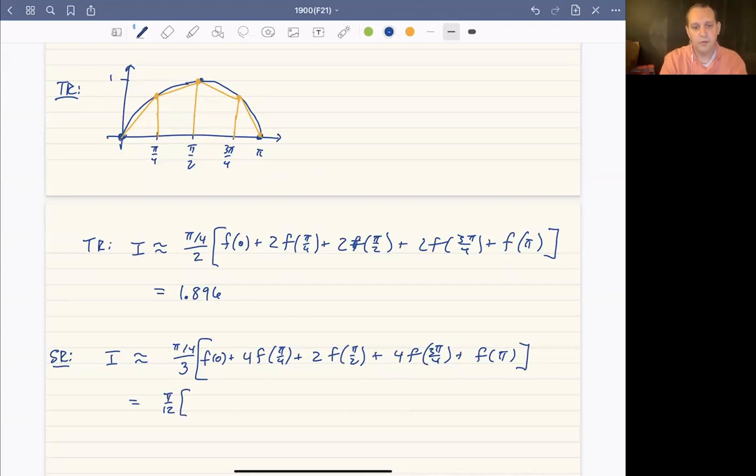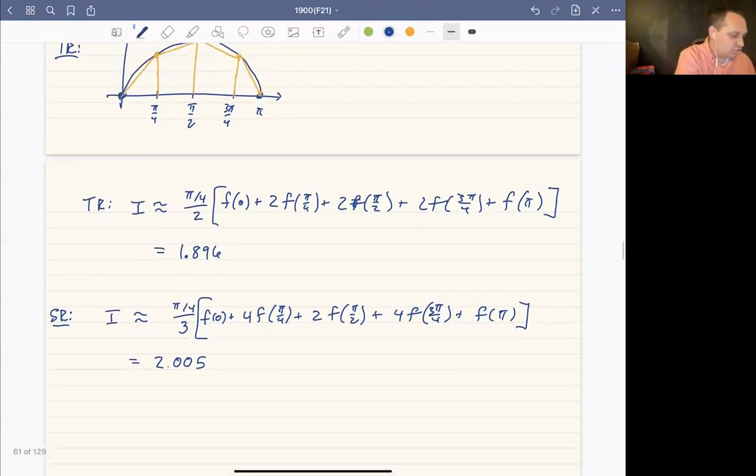So we're going to end up with, and again, I invite you to plug this all into a calculator with me, 4 times sine of pi over 4 plus 2 times sine of pi over 2 plus 4 times sine of 3 pi over 4. And again, the f of 0 and f of pi are going to vanish, right? Those are 0. And what we end up with is 2.005. Okay, so a much more accurate approximation here.